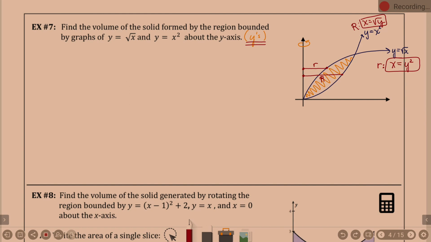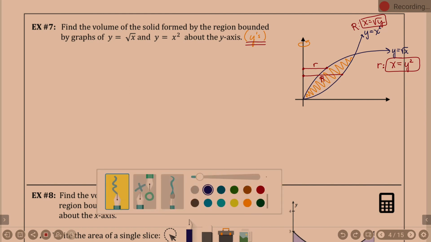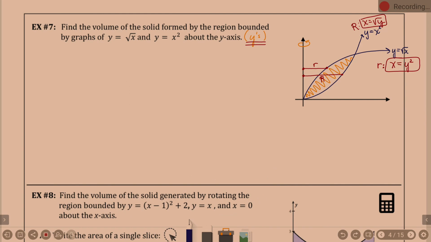Okay? There's one other piece of information we haven't talked about yet. Bounds. We don't have bounds. They didn't tell us. Does that mean we're going to have to find that intersection point? Yes, but it's an easy one. First of all, where do they intersect? Right here, at 0, 0. Piece of cake.